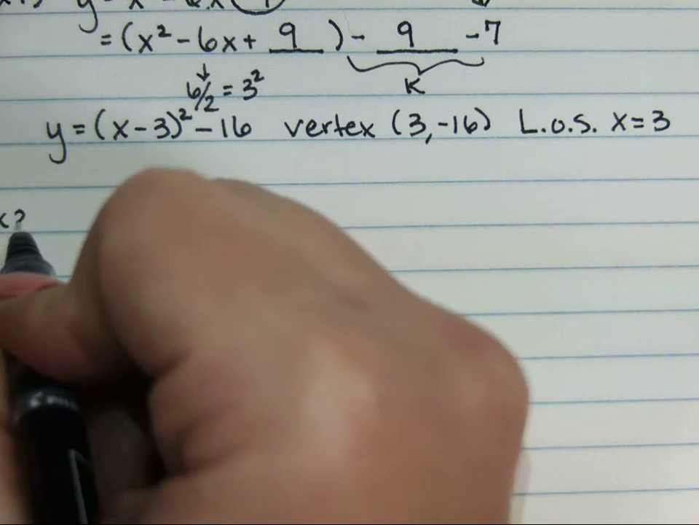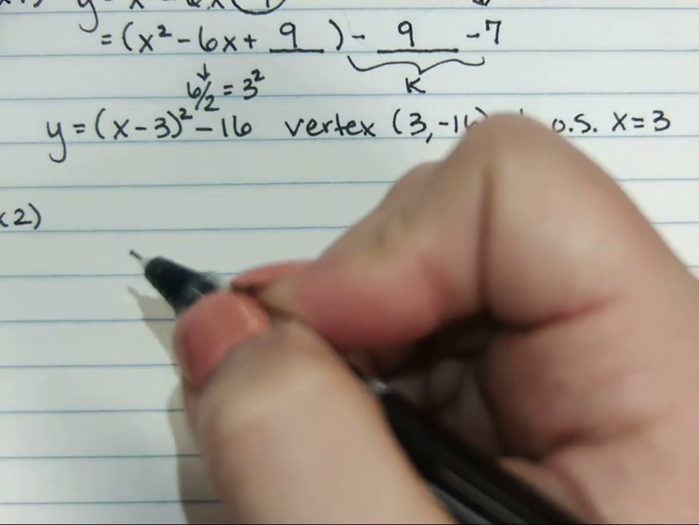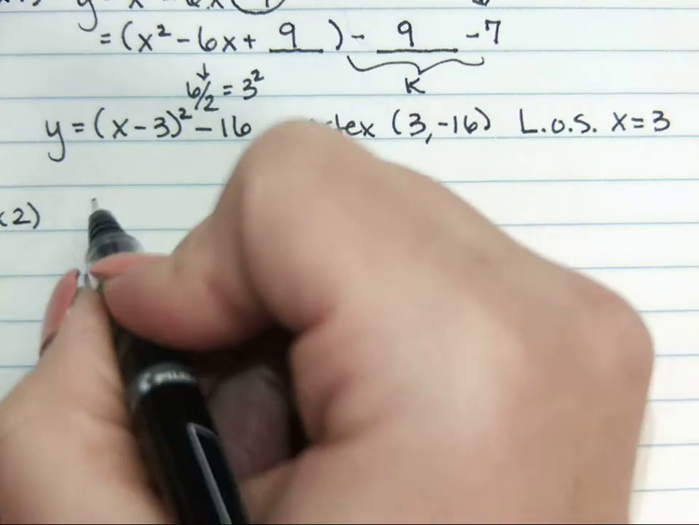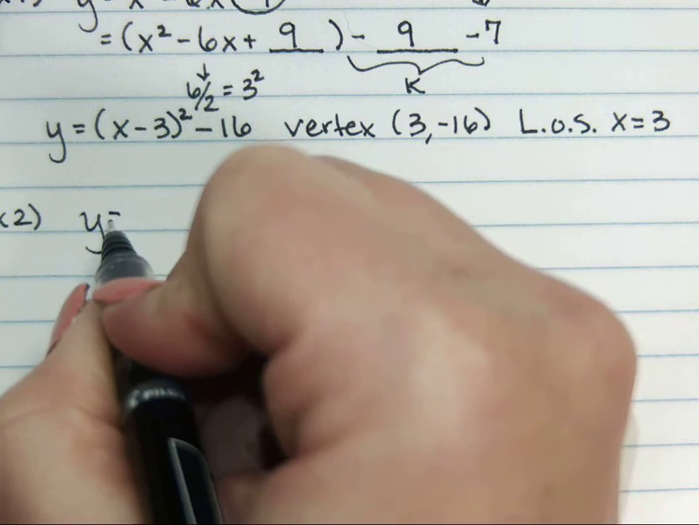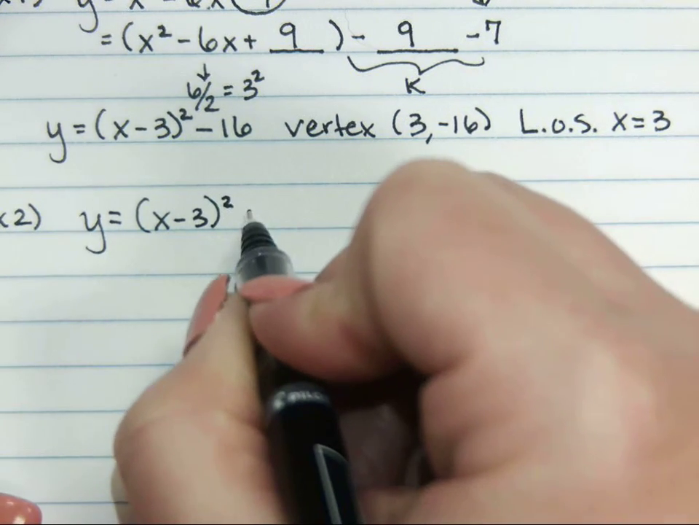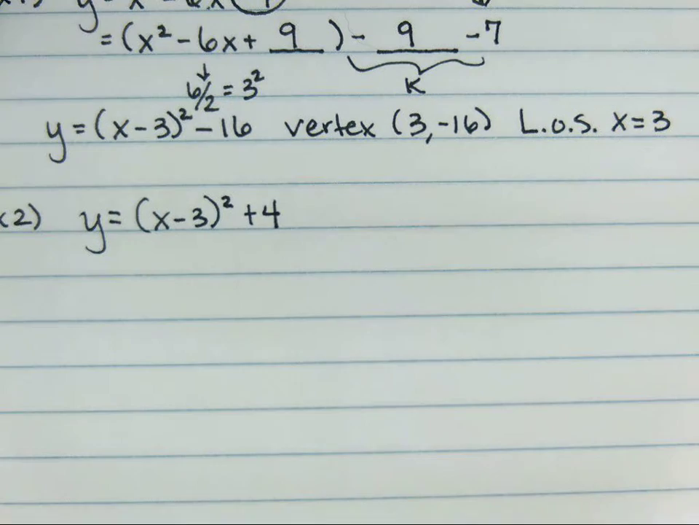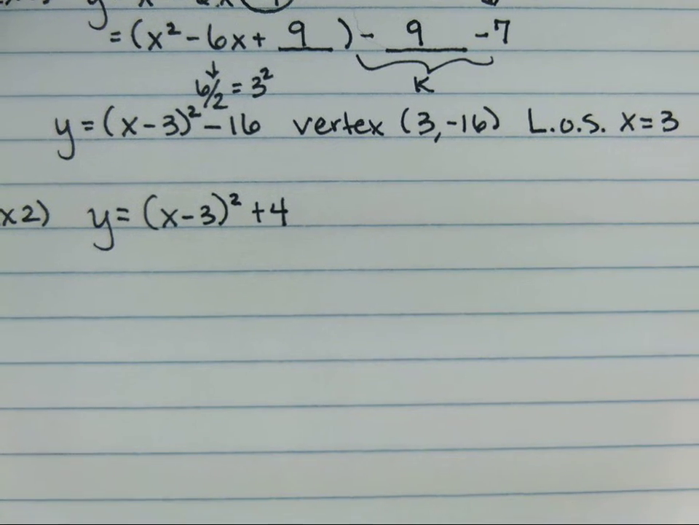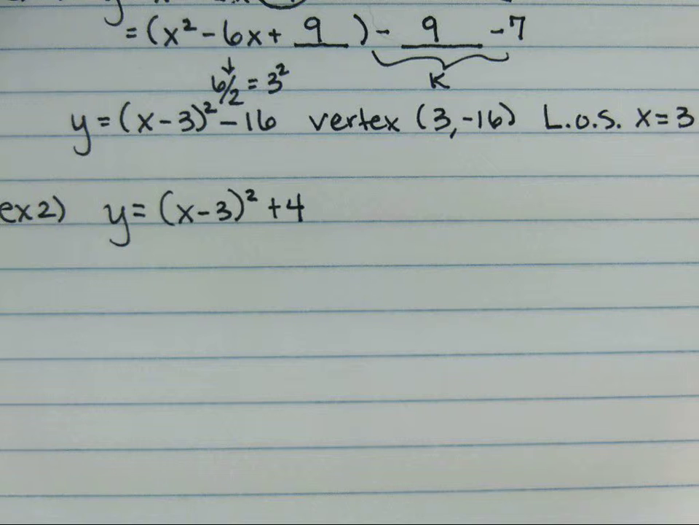So for this example, I am going to have to graph the equation y equals (x minus 3) squared plus 4. Now this one's already in vertex form, so I don't want to do anything to it. I just want to start identifying some information.